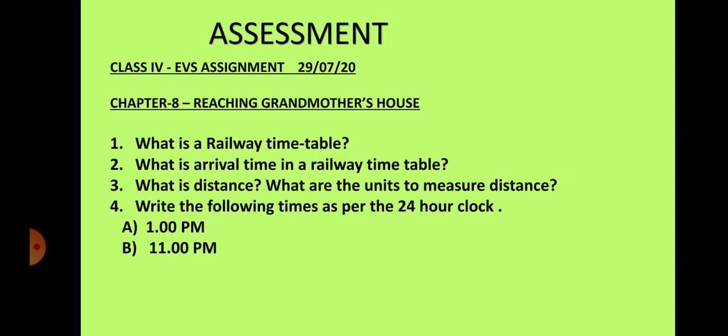So children, write down the answers of these questions. Number 1, what is a railway timetable? Number 2, what is arrival time in a railway timetable? Number 3, what is distance? What are the units to measure distance? Number 4, write the following times as per the 24-hour clock: 1 p.m. and 11 p.m. Children, write down the answers of these questions in your notebook and learn the answers with their spellings.